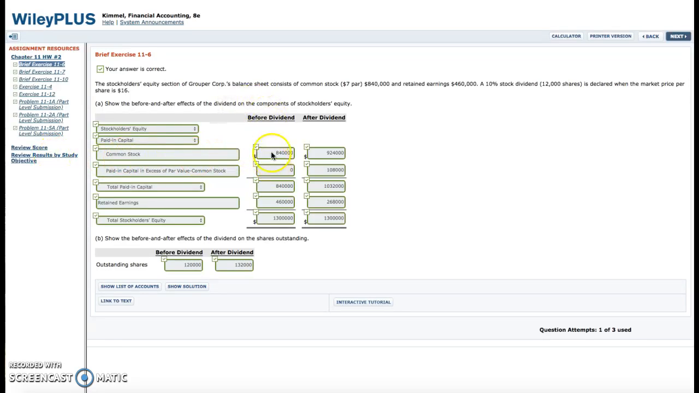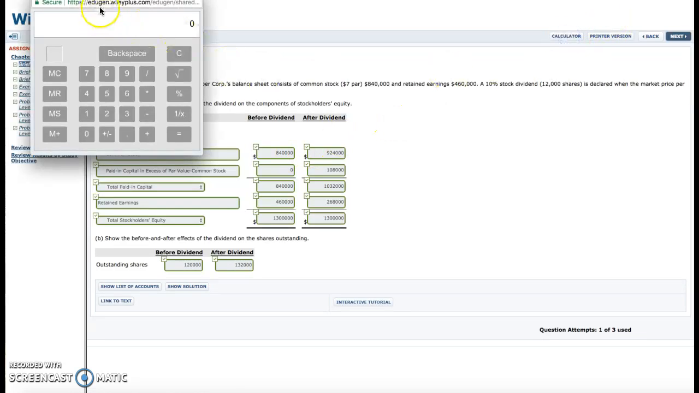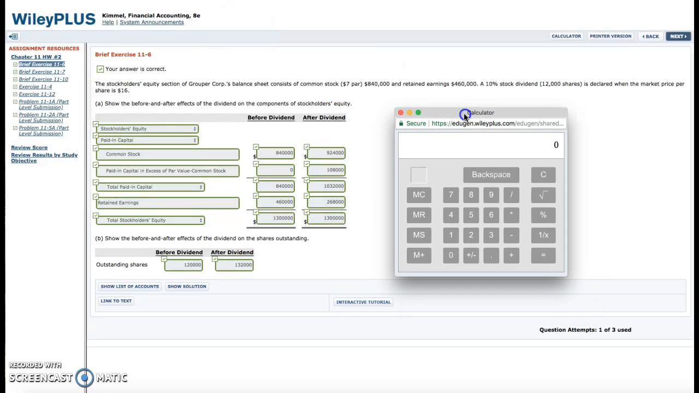And we're going to go right through before, right from the problem, we know that there's $840,000 in common stock. Now that is a calculation based off of the total number of shares. So we're going to put 840,000 here. We're going to divide that by 7, and it's going to be 120,000 shares of common stock at a par of $7. So just keep that in mind.